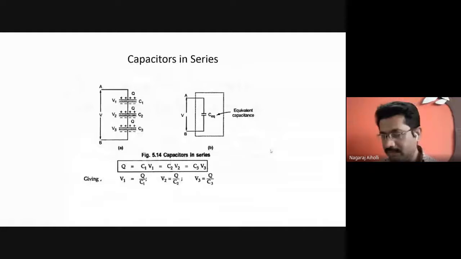Is this derivation clear here, students? Any difficulty here in this derivation? Any difficulty? If you are having any questions, you can ask. Understood, sir. Okay, we'll move ahead.